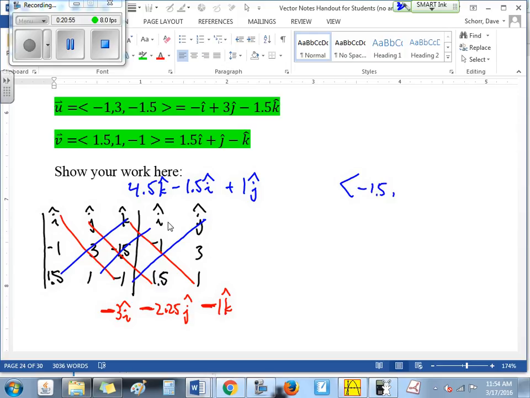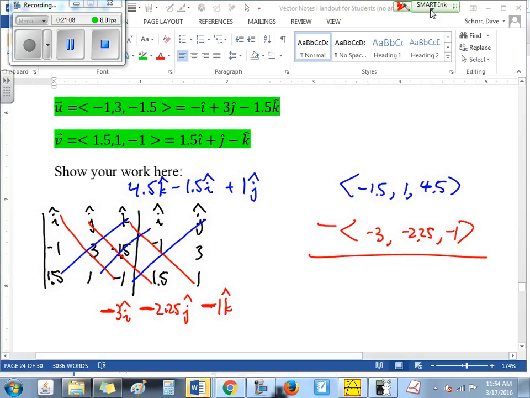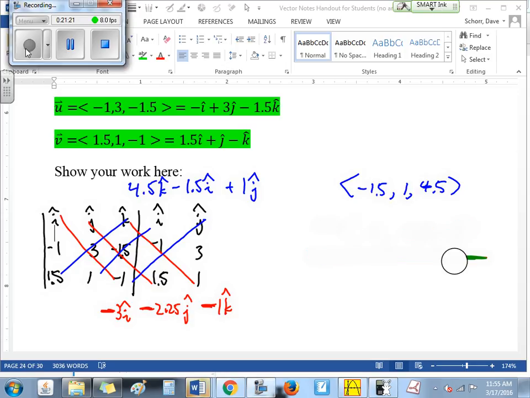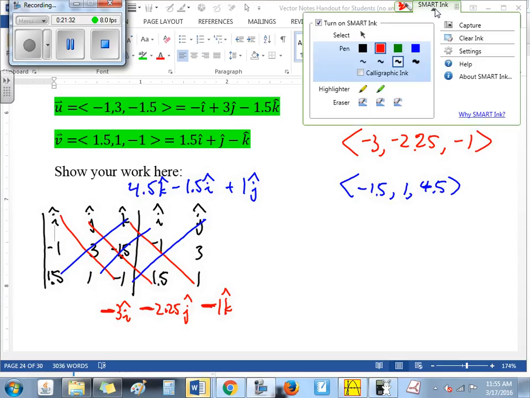If you want to, you could write this as a little vector. Make sure it's in order, i, j, k. And then write the red vector in order, i, j, k, and then subtract the vectors. This is a neat way to show your work. It's super tidy, and it doesn't use much space on the paper. So just be careful. It's negative 1.5 minus negative 3. Yeah, a student just caught my error: the red minus the blue. So make sure you always do the down and to the right diagonals minus the up and to the right diagonals. Thank you. I was about to get the wrong answer.